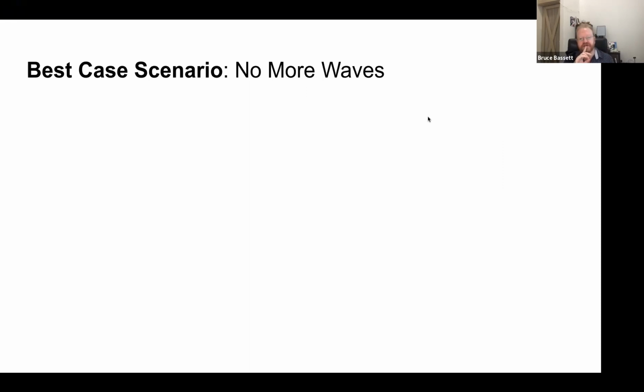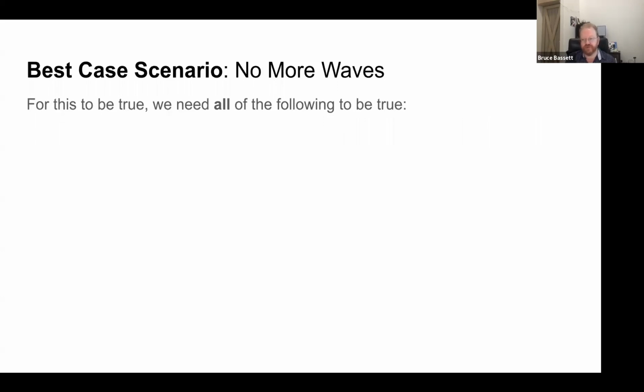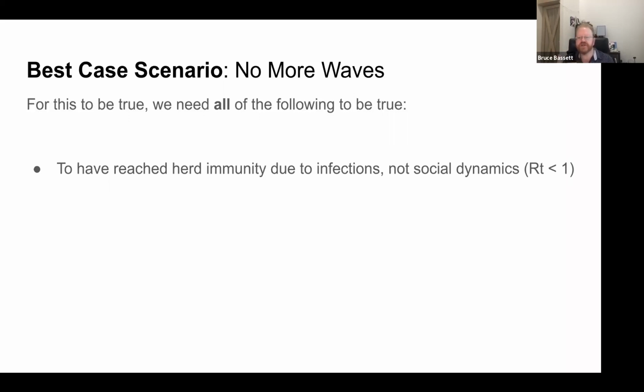The best case scenario is that we have no more waves. That would be the best case scenario for us. For that to be true, we need all of the following to be true. First one is that we reached herd immunity and the second wave ended because of essentially herd immunity, so a large fraction of the population is infected and there is just a very small number of susceptible people left. In other words, it wasn't because of a lockdown or people stopping socializing that it ended.